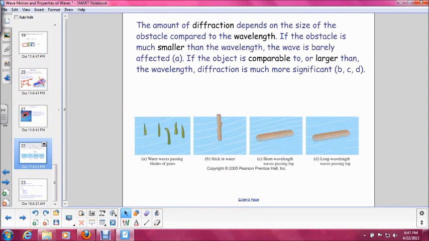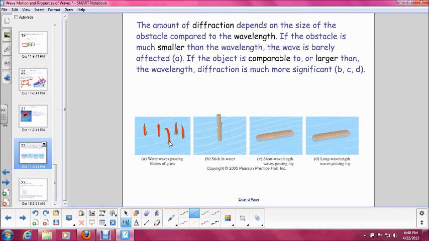So the amount of diffraction you have depends on the size of the objects compared to the wavelength of your wave. If the object is a lot smaller than your wavelength, the wave is going to be barely affected. So let's say that in a pond you have some ripples and you have a few blades of grass sticking up. This grass is really, really small compared to the wavelength of your waves. So your waves aren't going to bend around them very much. They're not really going to be fazed.